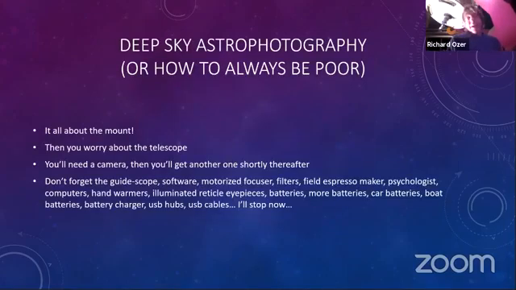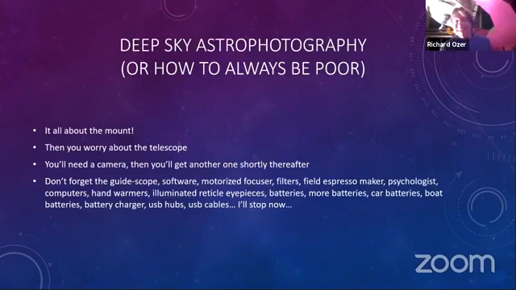And then finally, deep sky astrophotography, or how to always be poor. Now, deep sky astrophotography is the holy grail of astrophotography, and it's the holy grail because in order to afford it, you have to find the holy grail. And it's all about the mount, and you get the mount right, and then you worry about the telescope, and you'll need a camera, and then you'll probably get another one shortly thereafter, and probably another one after that.